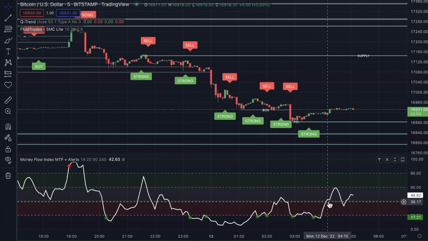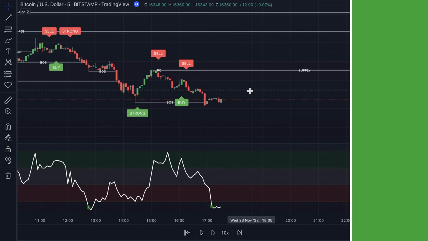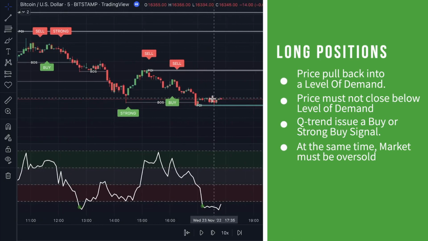Okay, so now that we are all set up, let's learn the rules we must follow before jumping into a trade. To enter a long position, we need the following 3 conditions to be met. First, the price action must pull back into the level of demand. It must either touch it or come very close to it. But if the price crosses and closes below the level of demand, we then skip the trade.